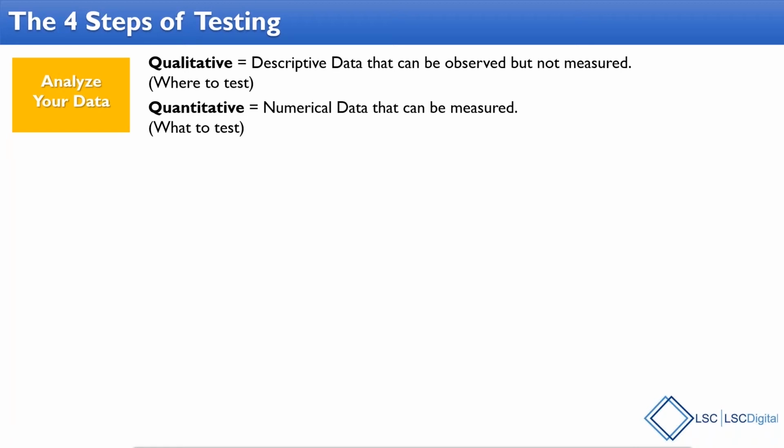But then there's the qualitative, and that's where you're going to test. So you have a 10% open rate. How can we improve that 10% open rate? What element can we test to improve it? Subject line. We have a 1.5% conversion rate. That's the quantitative. Where should we test to improve that 1.5% conversion rate? The landing page. That's the qualitative. So those are the 2 types of data that you're working with.